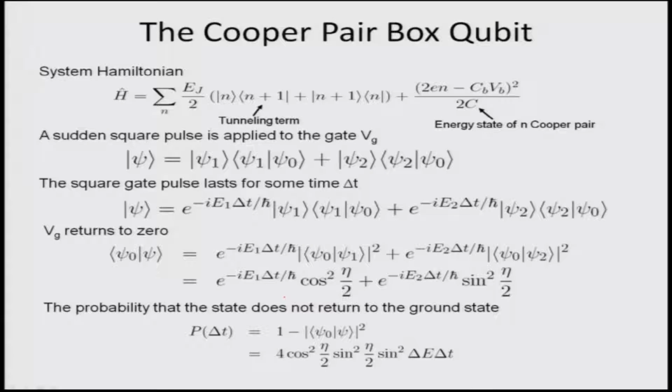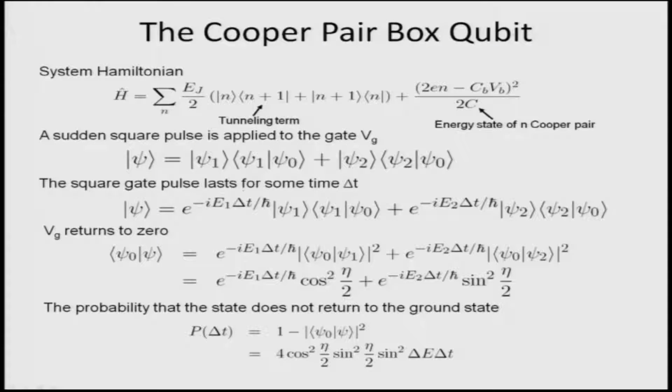Mathematically, we have this Hamiltonian. The Cooper pair box qubit has a system Hamiltonian, of which one part is the tunneling term, the other part is the energy state of the nth Cooper pair. The two components can be controlled by using the DC voltage or the pulsed voltage. When a sudden square pulse is applied to the gate by using the pulse gate VG, then the coupling occurs between the states. So, we have a coupling between the 0 and 1 state as well as the 2 and 0 state.